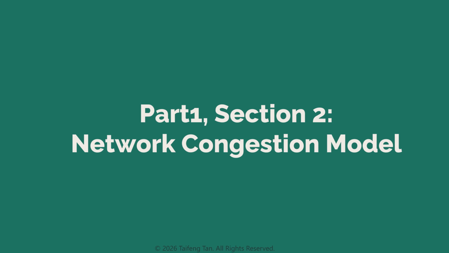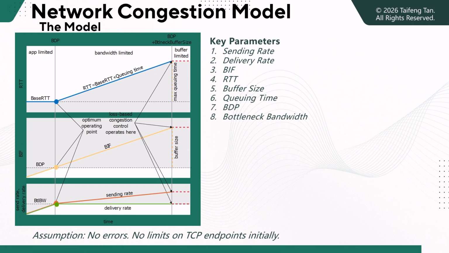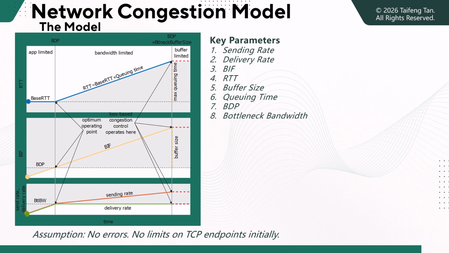Now let's fill the pipe and analyze how a transfer behaves. To start, for simplicity, we'll assume that the TCP endpoints, the sender and the receiver, don't impose any limitations themselves, and that there are no transmission errors. We'll bring those scenarios into the model in later episodes. With that simplification, we can focus on how the network behaves.